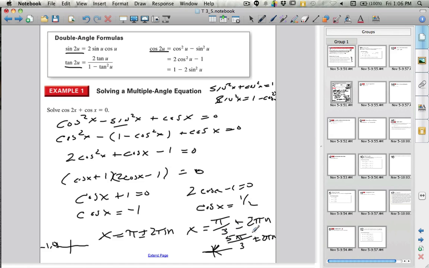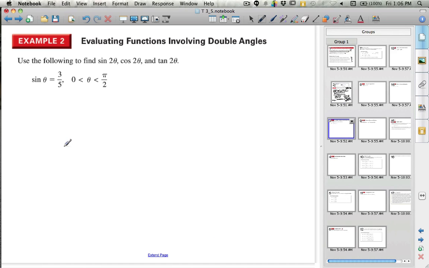Okay, let's look at another problem. Use the following to find the sine of 2 times theta, the cosine of 2 times theta, and the tangent of 2 times theta.